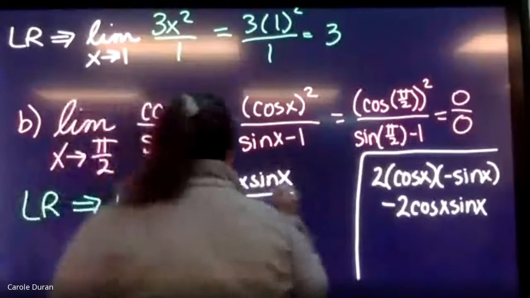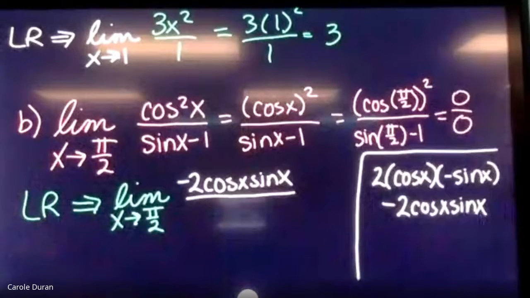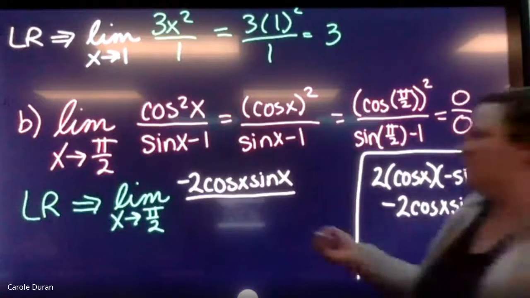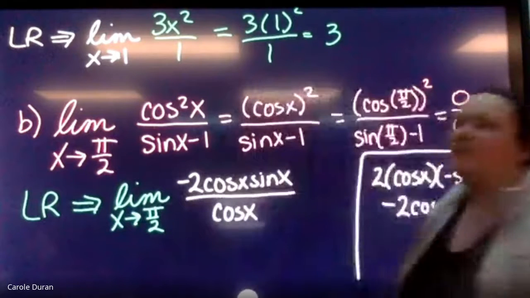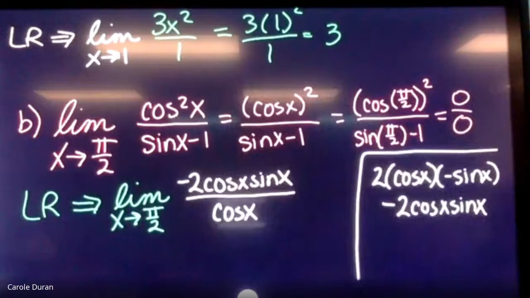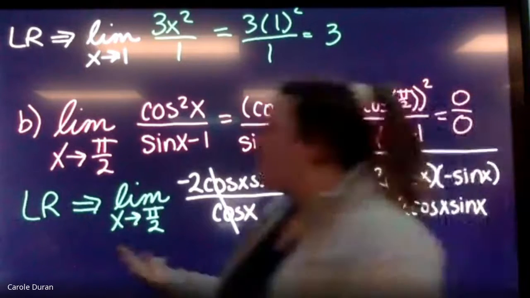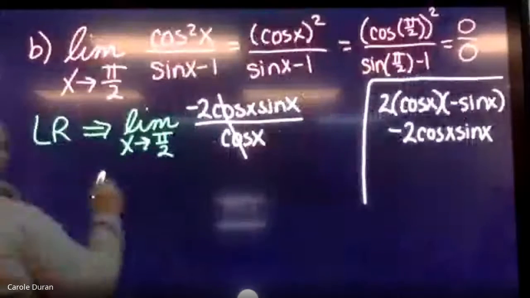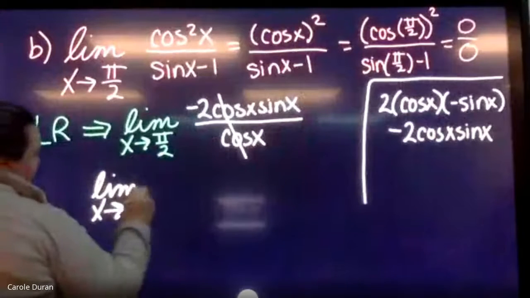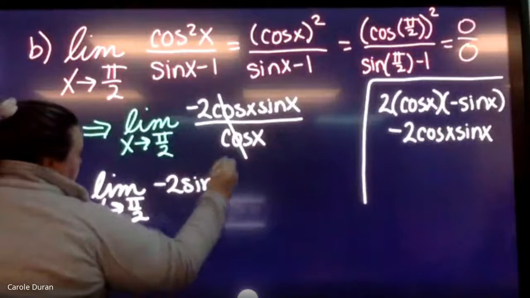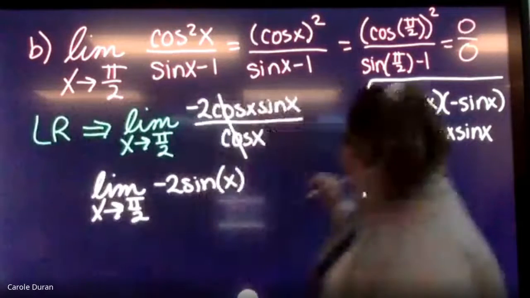Then I take the derivative of my denominator, which is sine of x minus 1. The minus 1 goes to 0, so I don't have to worry about it. What's the derivative of sine? Cosine. So my denominator just becomes cosine of x. Before I plug in pi over 2, I can look to see if it simplifies first. Yeah, the cosines cancel because I have one on the top and one on the bottom. So the function I'm actually plugging into is negative 2 sine of x. That's it. And then I just plug it in and see what answer I get.